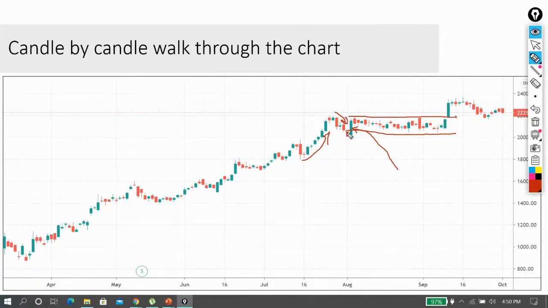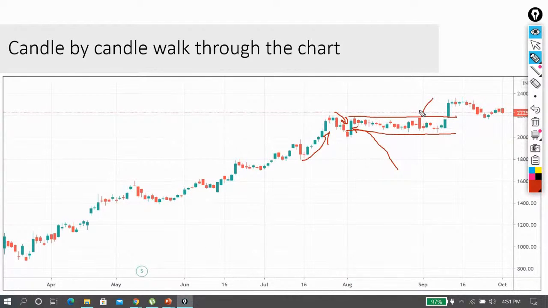Here there is no information, as in you see all the small candles, right? So this kind of situation, where does this form? This forms whenever the market is waiting for some kind of news to come in, some kind of information to come in.